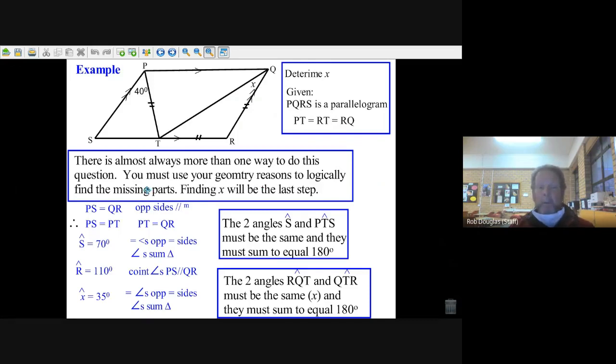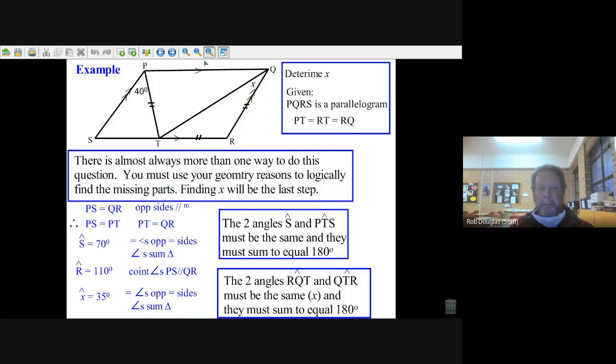There's usually more than one way to do it, but you've got to use your geometry reasons to logically find the missing parts. And when you find X, it's the very last step. So all you're given here, read this really carefully. We want to find this little X up here that's actually angle TQR.